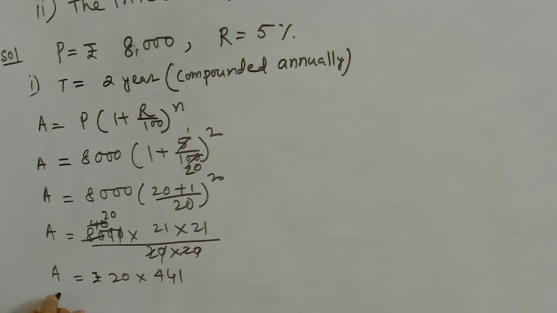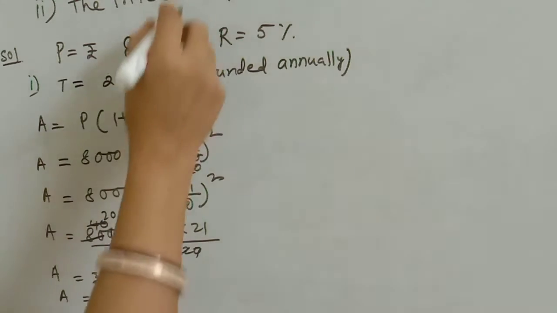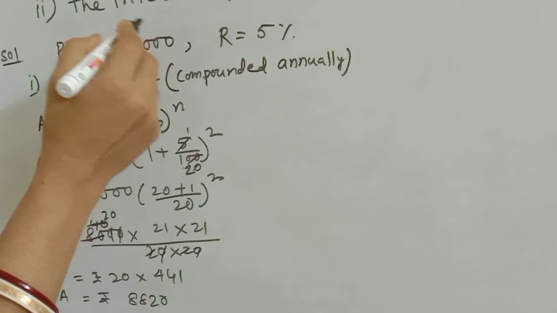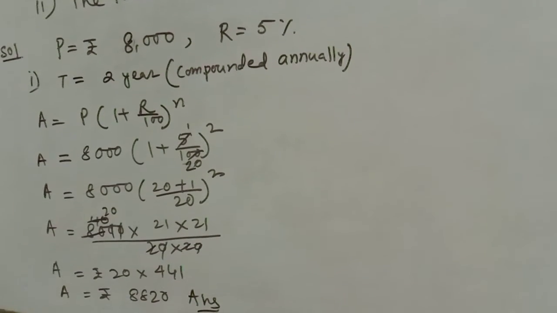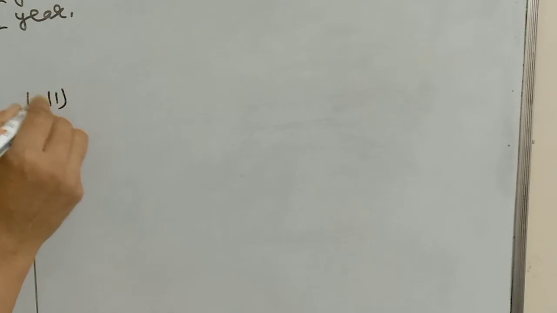Amount is equal to rupees 8,820 for the amount credited against her name at the end of second year. So this is the first part's answer. Now come to the second part. Now for the second part, the question is the interest for the third year.